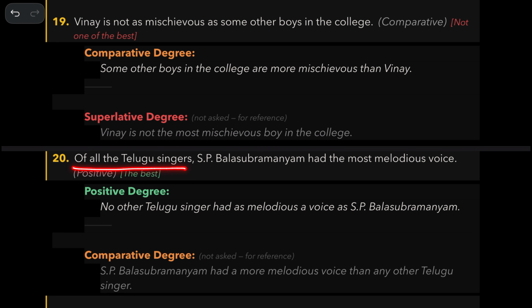Of all the Telugu singers, S.P. Balasubramaniam had the most melodious voice. Here, you are asked to clearly write a sentence using the positive degree of this adjective. Most melodious is superlative. It belongs to the first pattern, the best pattern. So, no other Telugu singer had as melodious a voice as S.P. Balasubramaniam. This is your answer. And comparative degree, you are not asked, just for reference: S.P. Balasubramaniam had a more melodious voice than any other Telugu singer.